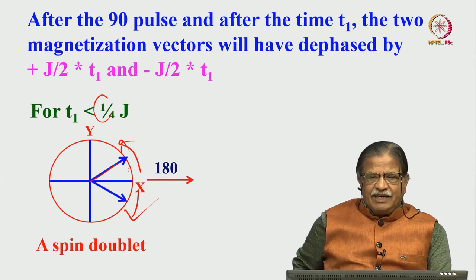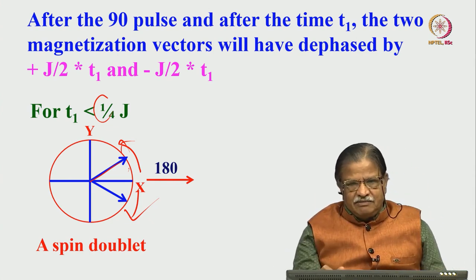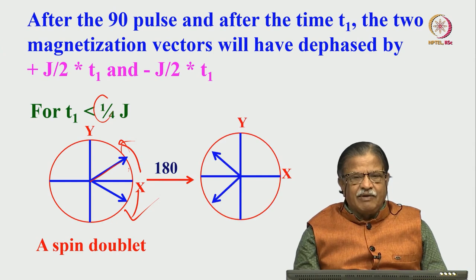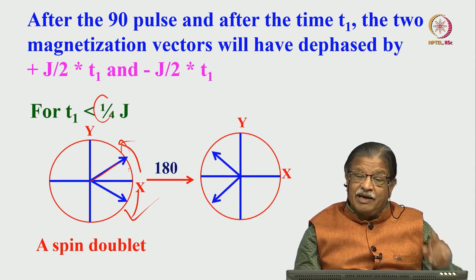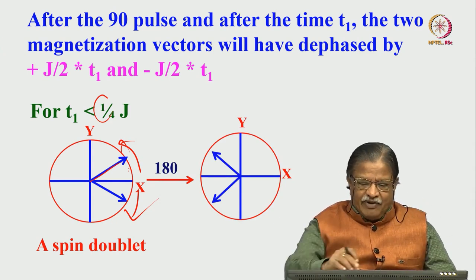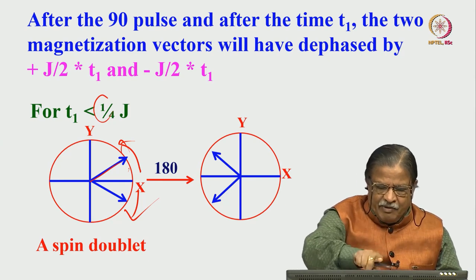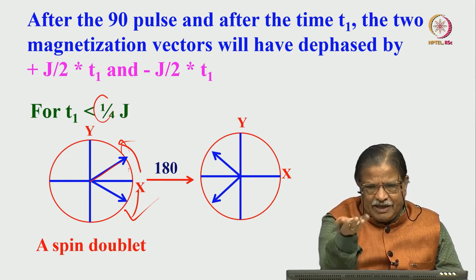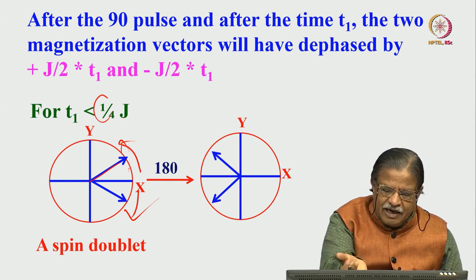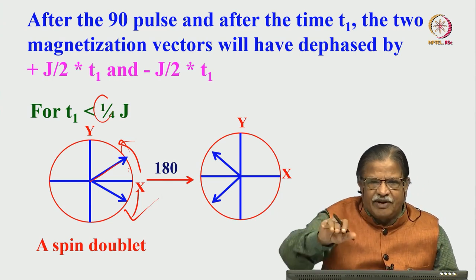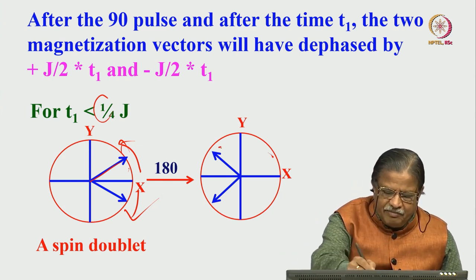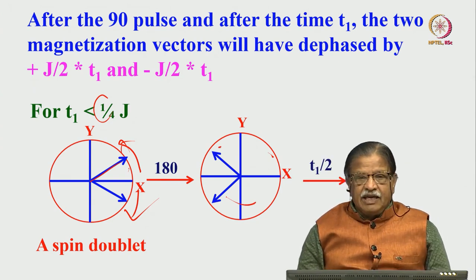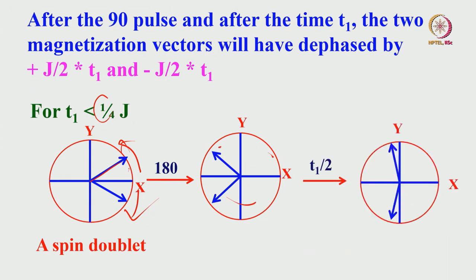What did we do after the delay? We apply a 180 pulse, like in a spin echo sequence. Then what will happen? Depending upon where you apply it, remember I discussed the spin echo. If you are applying along this axis, you rotate like this. If you are applying along the y axis, you rotate it like a pancake. The spin vectors are completely rotated, a 180 degree flip. So this component came here, this component came here. Give another time delay, t1 by 2. They start moving. I told you, chemical shift will refocus, but J coupling will not. J coupling starts moving in the opposite direction again.